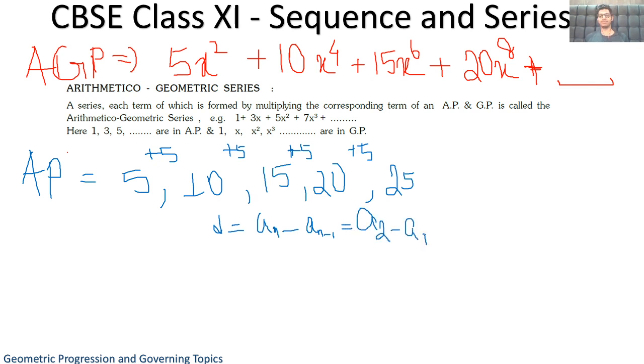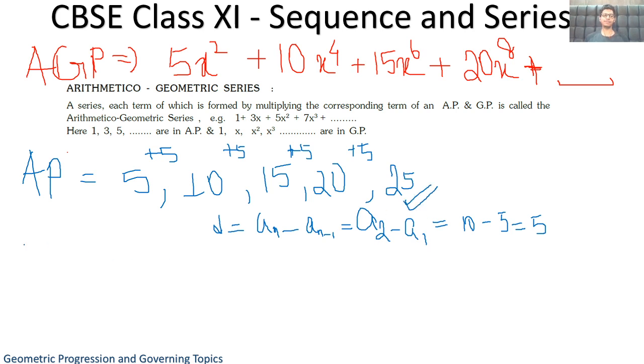Two set of values, A2 minus A1. A2 is nothing but 10. 10 minus 5 is equal to 5. That's the common difference. Okay. That's how we'll reach 25. That is the term over here.